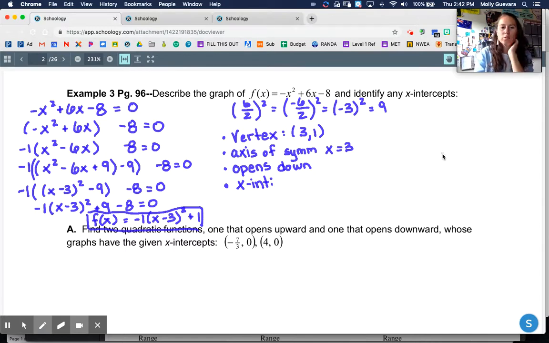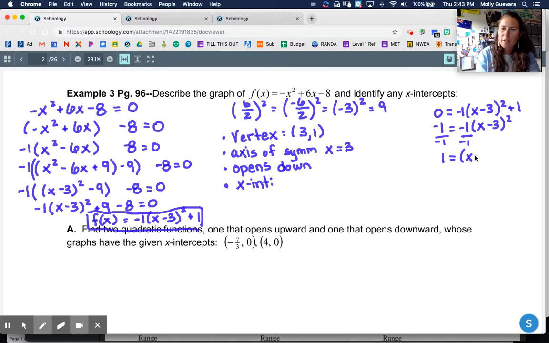Okay, so I'm going to do the work and find my x-intercepts. So I'm going to set the equation equal to 0. So 0 equals negative 1 times x minus 3 squared plus 1. I'm going to subtract my 1 to the other side. And again, I can't do anything with the square until I get rid of this negative 1. So let's divide. So 1 equals x minus 3 squared.